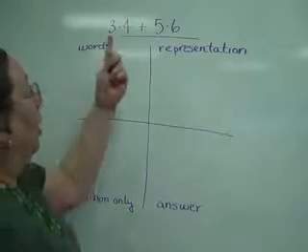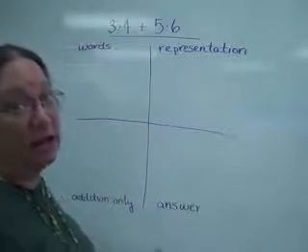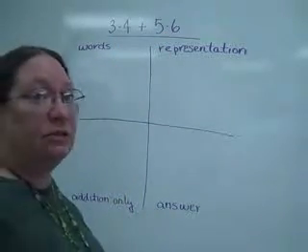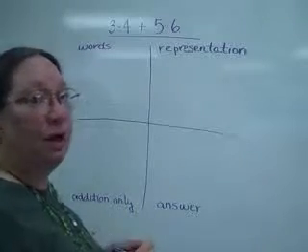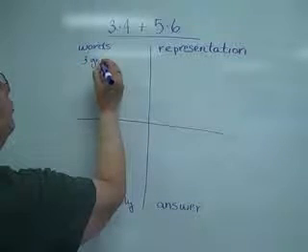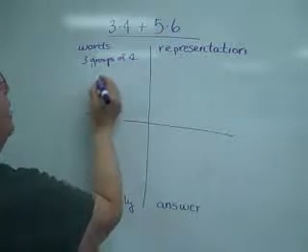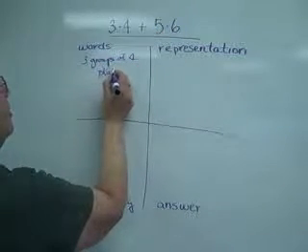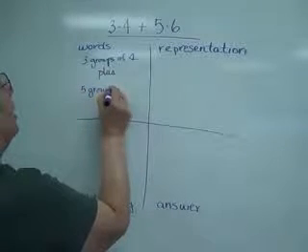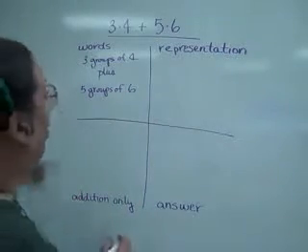Another example, 3 times 4 plus 5 times 6. We have 3 operations: multiplication, addition, and multiplication. So first of all, let's look at that in terms of words. This means that I have 3 groups of 4, and I'm going to add that, so plus 5 groups of 6. Okay, so let's represent that with a drawing.